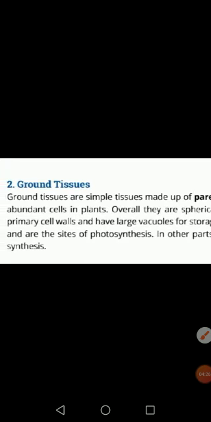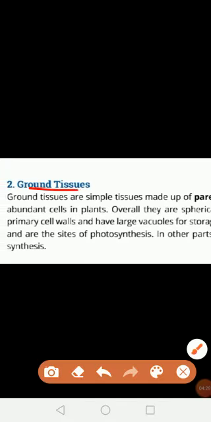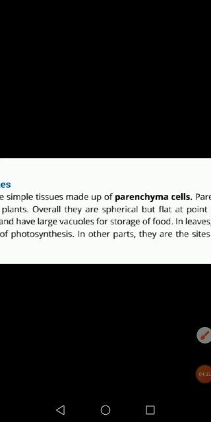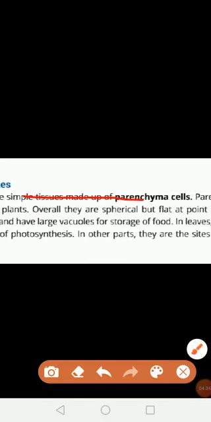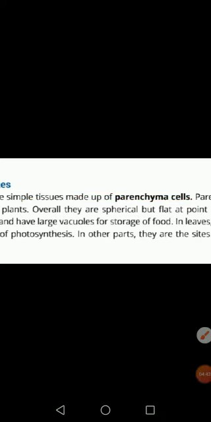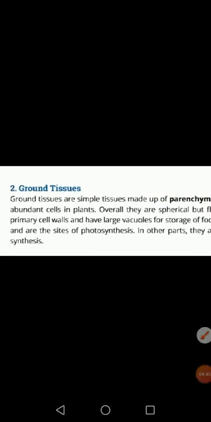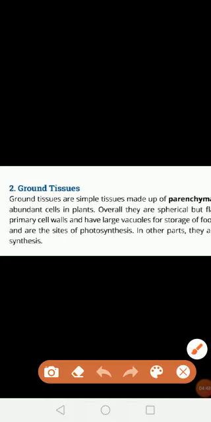Another type of permanent tissue is ground tissue. Ground tissues are basically simple tissues and they are made up of cells known as parenchyma cells. So the cells of ground tissues are called parenchyma cells. Parenchyma cells are the most abundant cells in the plant.